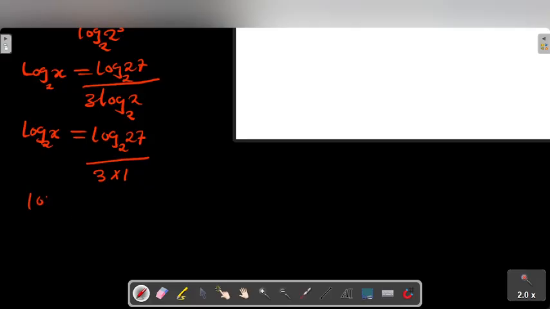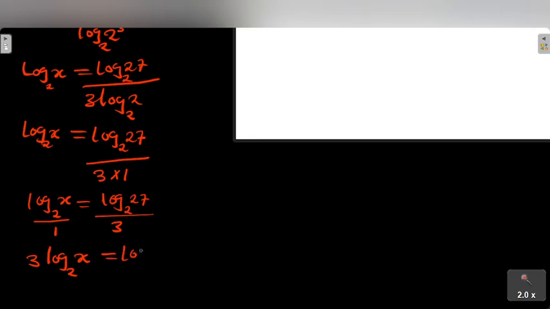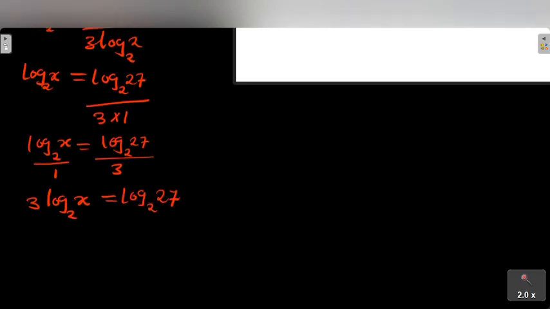So we have log of x base 2 equal to log of 27 base 2 over 3. We'll do cross multiplication, meaning we have 3 log of x base 2 equal to log of 27 base 2. So now from this point, we're going to raise 3.